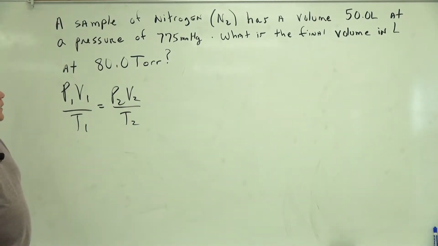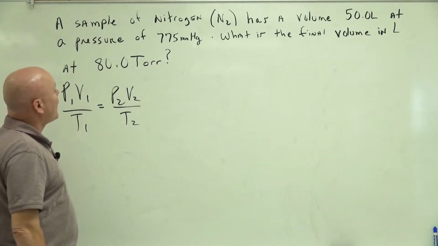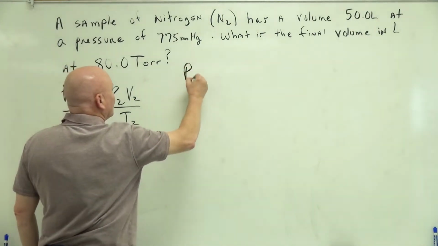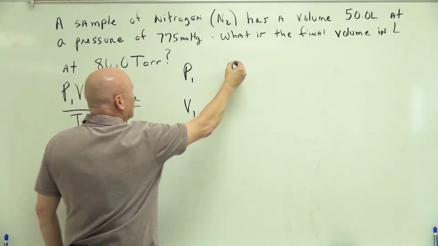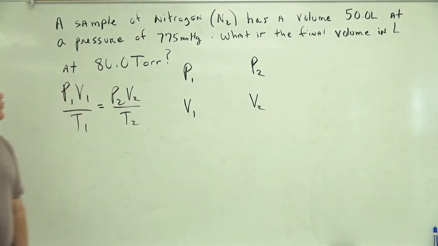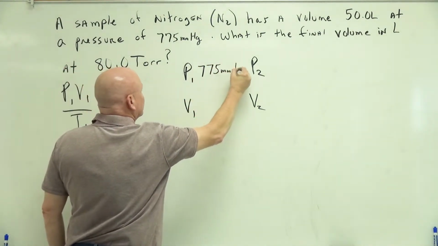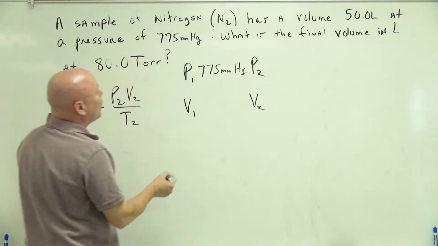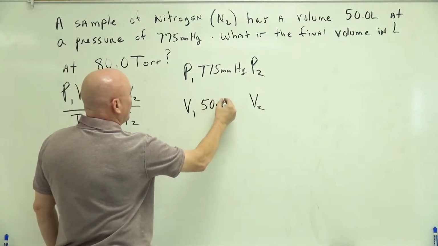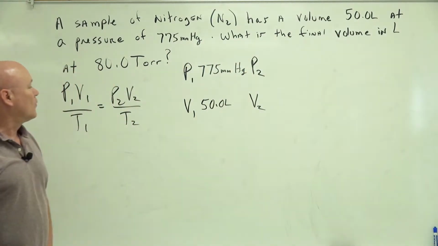Let's go ahead and make a small table. And so what do we have up there? We've got a volume and we have a pressure. Let's say we're going to have pressure 1, volume 1, pressure 2, volume 2. What's the initial pressure? Initial pressure is 775 millimeters mercury. And our beginning volume is 50.0 liters. Here they are. We got 50.0 liters and we have 775 millimeters mercury.